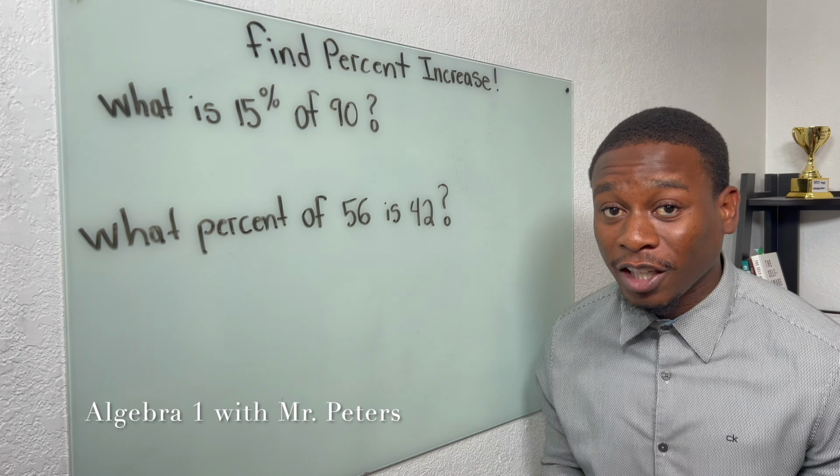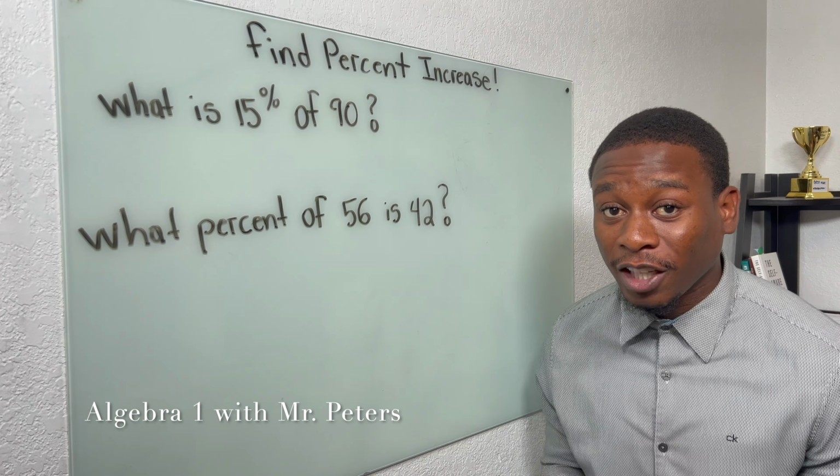Now, number two is a trick question, and I hope you guys understand. It says, what percent of 56 is 42? So this is how we solve this problem. We can do 42 divided by 56, and then multiply that decimal by 100. Once we do, we should know that 42 is 75% of 56.